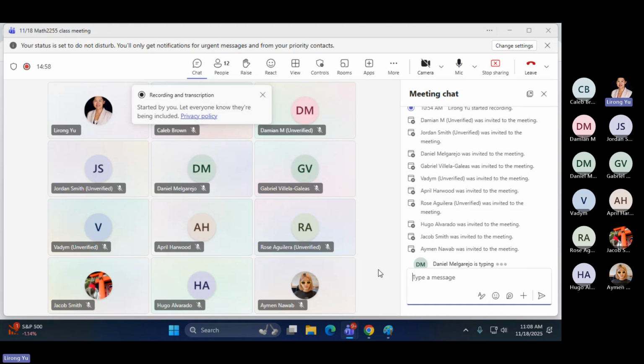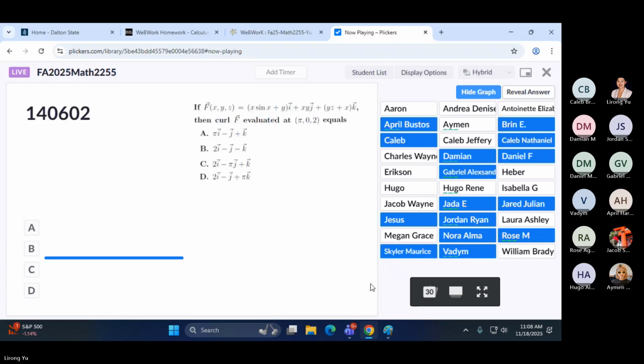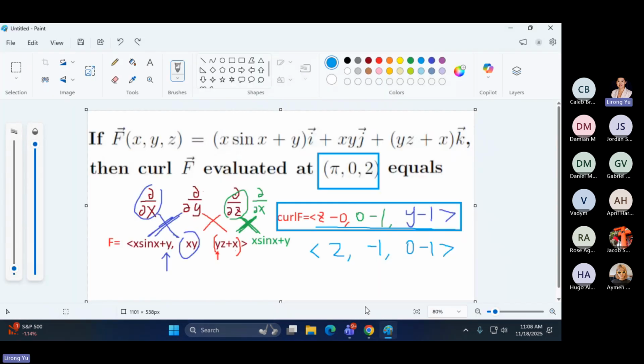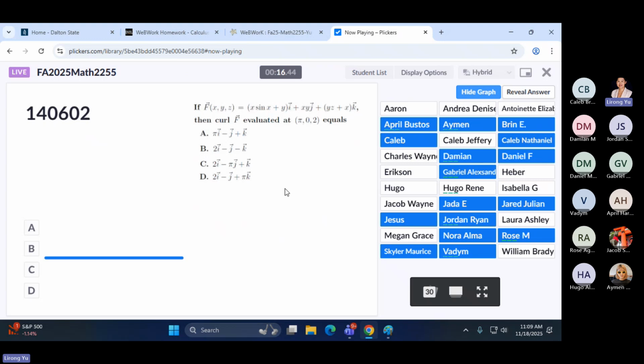Question. Let me try again. If you haven't submitted your answer yet, maybe I should let the scanner stay on. So during the class session, if you figure out your answer, you can enter it. This is the first question. It was B.